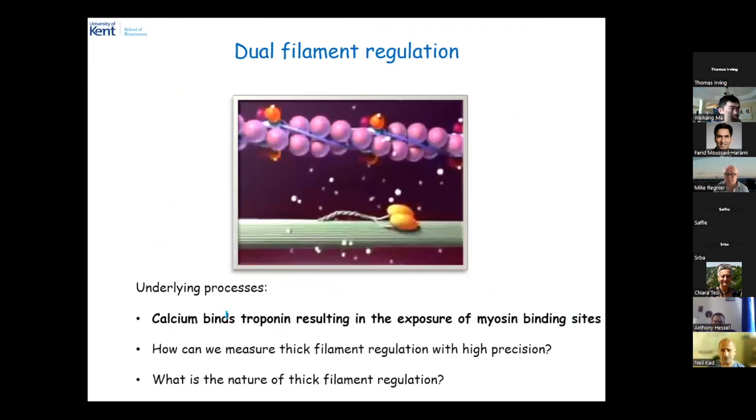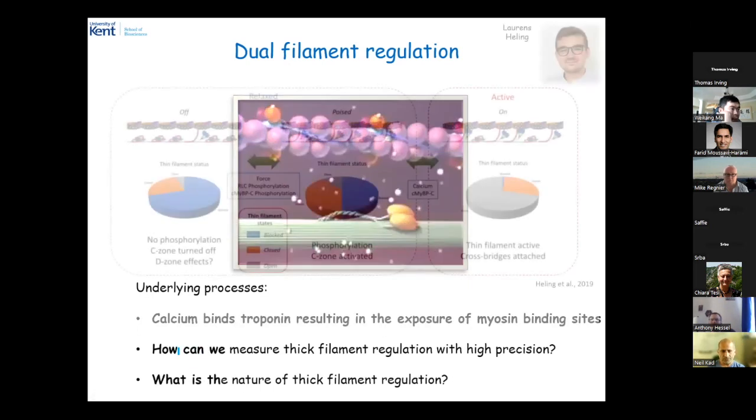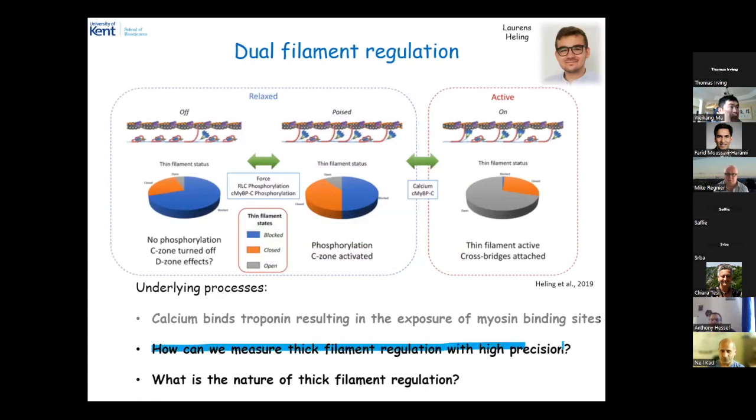This original question was based around trying to understand what is underlying this process of thick filament regulation. This might be whether these myosins actually bind to the thick filament. So we set out to measure thick filament regulation with high precision, and also to understand the nature of thick filament regulation. This work really started as a review paper that we published a few years ago, and it is the work of a former master's student, Lawrence Helling.